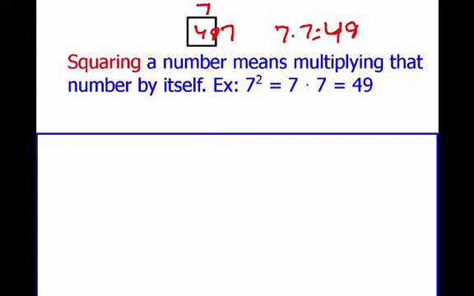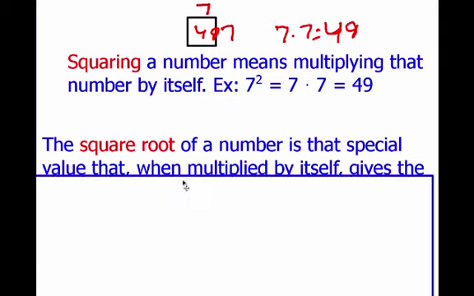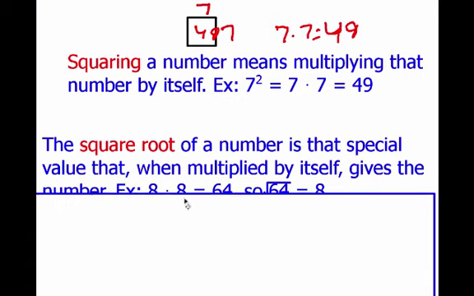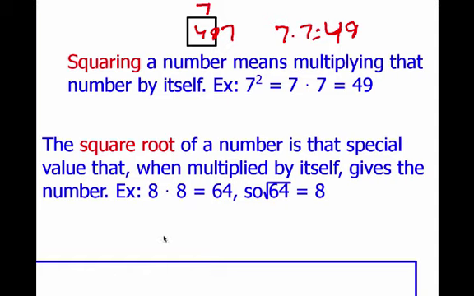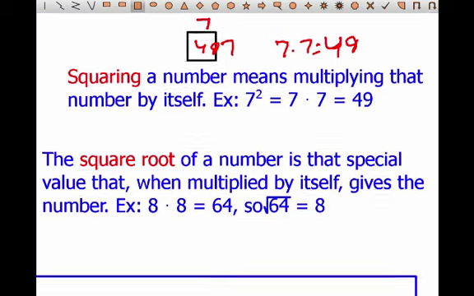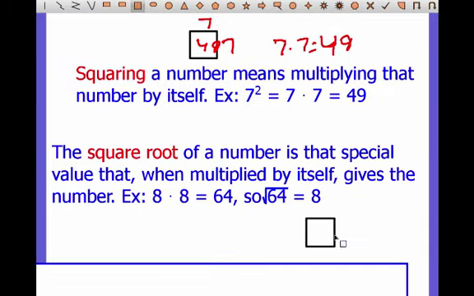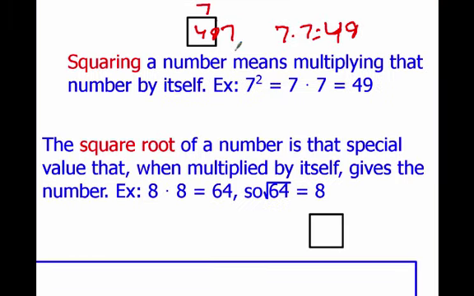So what does it mean to take the square root of a number? Well, the square root of a number is that special value that when multiplied by itself gives our original number. So for example, we know 8 times 8 equals 64, so the square root of 64 is equal to 8. If we think of our square model, if I say that the area of this square is 64, then it means that the side length is equal to 8.